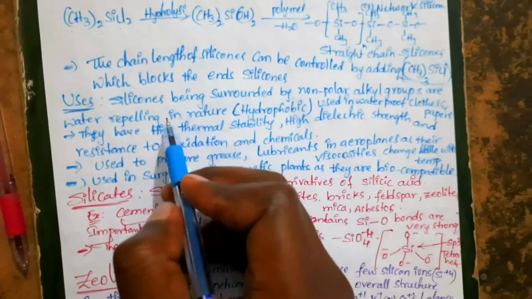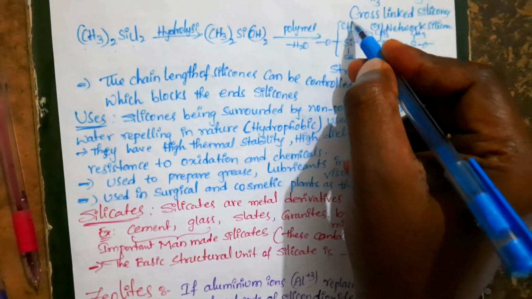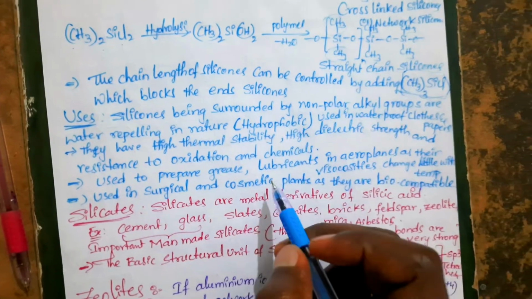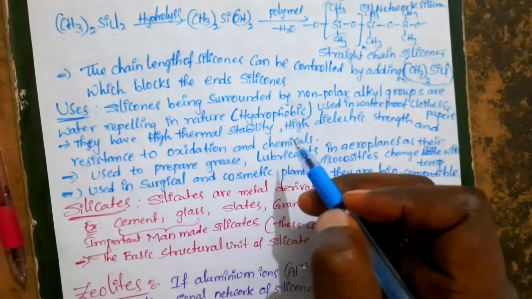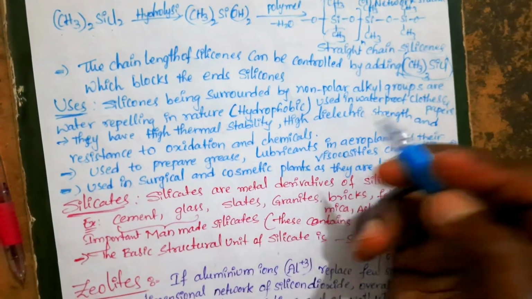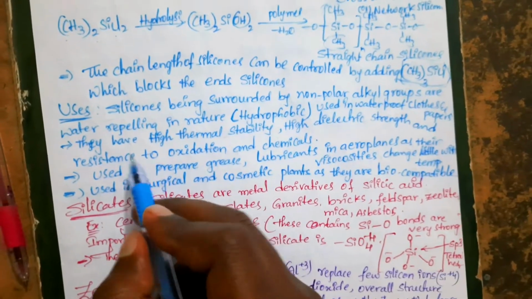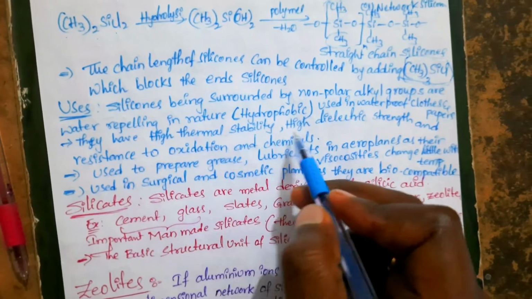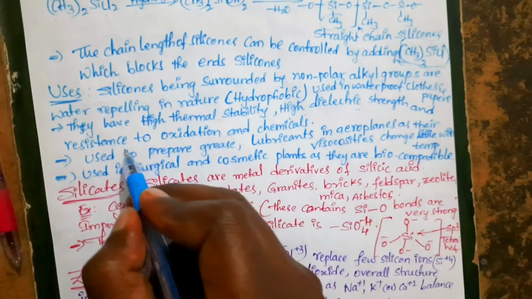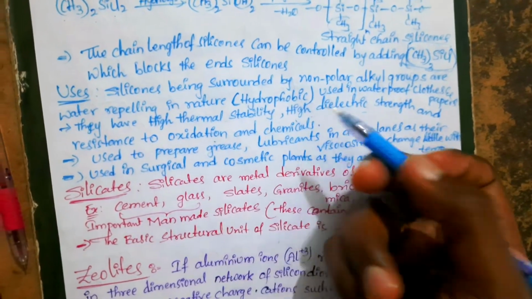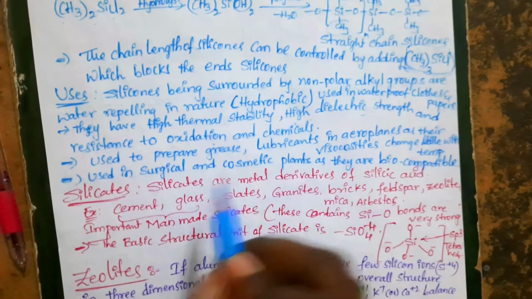Now what are the uses of silicones? Silicones are surrounded by alkyl groups. These alkyl groups are hydrophobic in nature and repel water molecules. For that reason they are used in manufacturing waterproof substances, waterproof cloths and waterproof papers. They have high thermal stability, high dielectric strength, and resistance to oxidation as well as to chemicals.